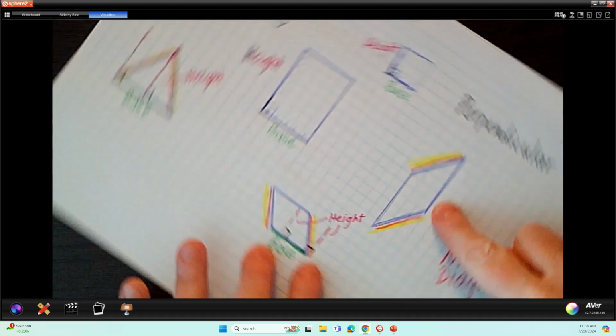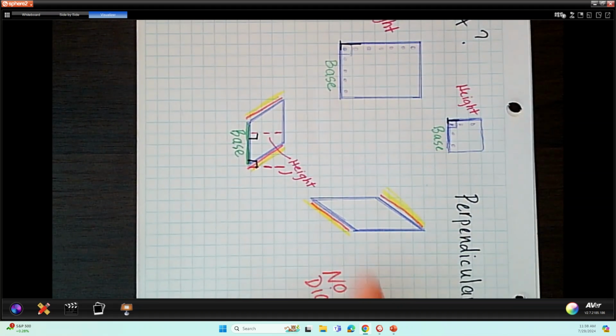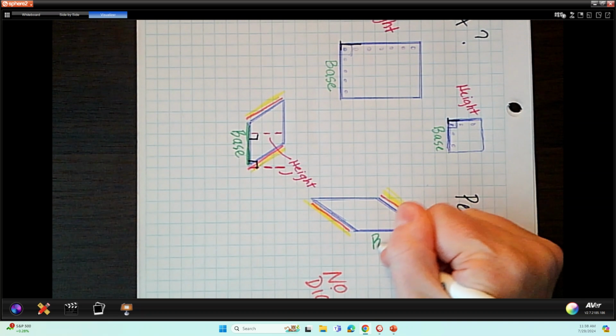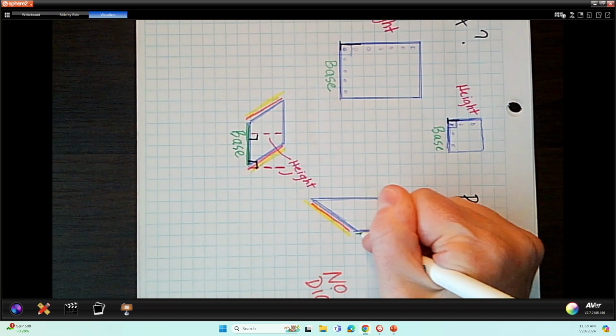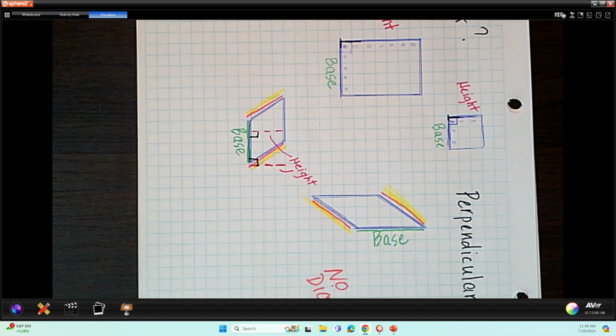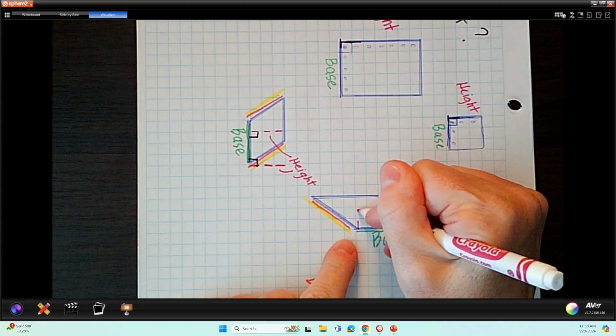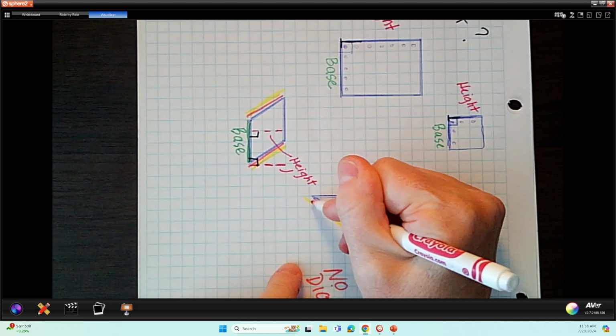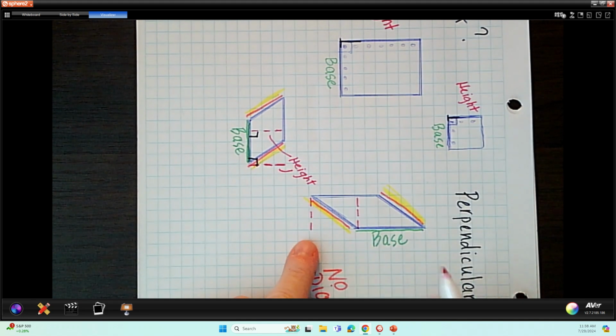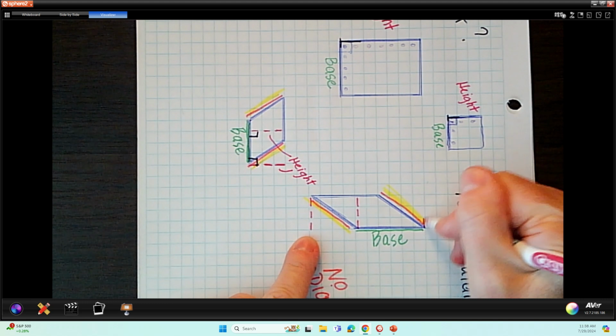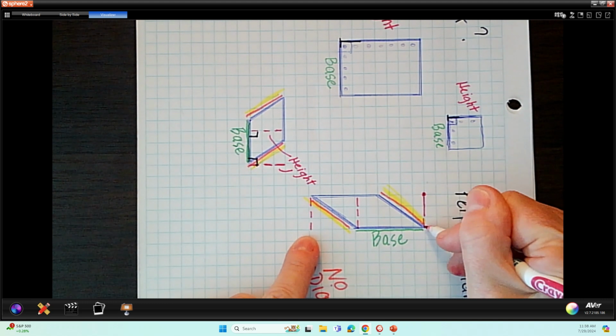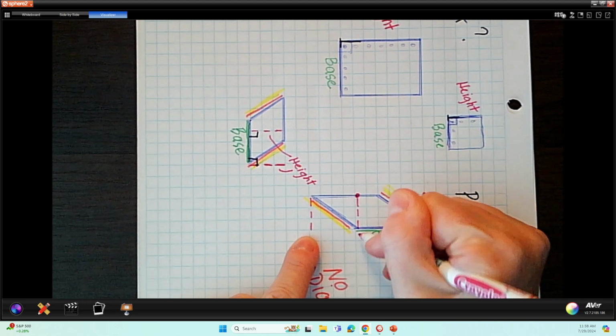Okay, so let's rotate this around. Here's my base right here. And then again, my height can be found a variety of places. I could go straight up, 1, 2, 3. I could come out, 1, 2, 3. All I'm doing is 1, 2, 3. I'm just finding the distance from the top to the bottom.